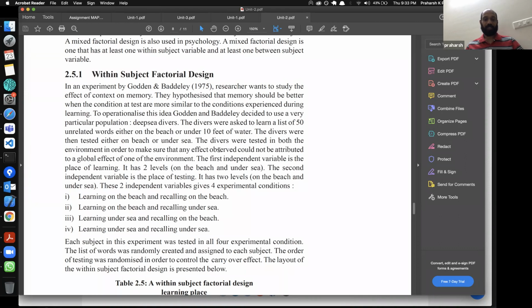The first independent variable is the place of learning, under the water or outside the water on the beach. There are 2 levels, under or over. The second independent variable is the place of testing. It again has 2 levels: one is under the water, the other one is over the beach.